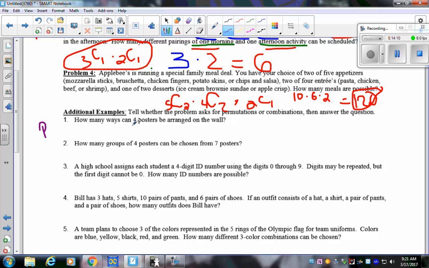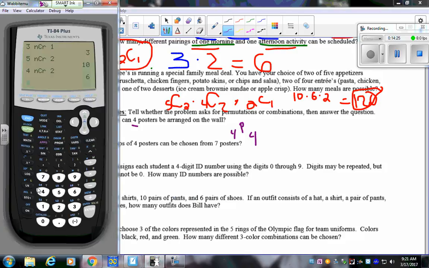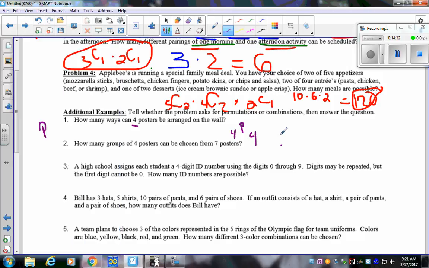Now, there's only one number here. So let's think about this. How many posters am I putting on my wall? 4. How many different spots is it for them to be? 4. Now, when you end up with a 4P4 or a 5P5 or 10P10, it ends up being the same thing as 4 factorial. But it doesn't matter. You can just go 4P4. Well, you know how to do it now. I'm done with your calculator. When you type that into your handy dandy calculator, you end up getting 24. So there's 24 different arrangements.